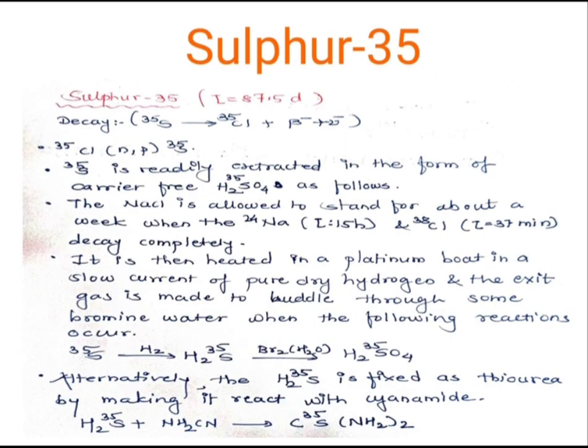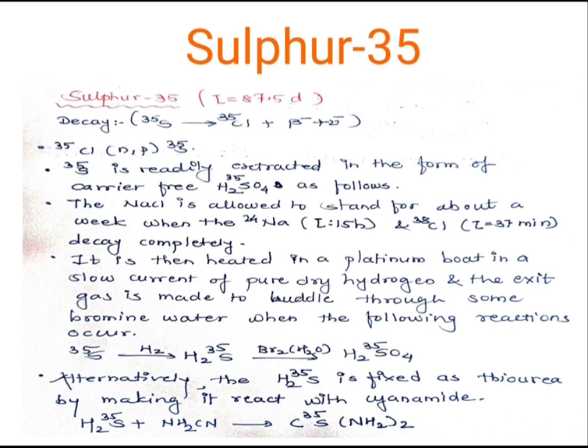Now we will see the next isotope, that is sulfur 35. Here the tau of the sulfur 35 isotope is given. It is 87.5 days. And the decay reaction is given: sulfur 35 will undergo beta minus decay, and due to beta minus decay of sulfur 35 there is a formation of chlorine 35. So this is the decay reaction of sulfur 35.